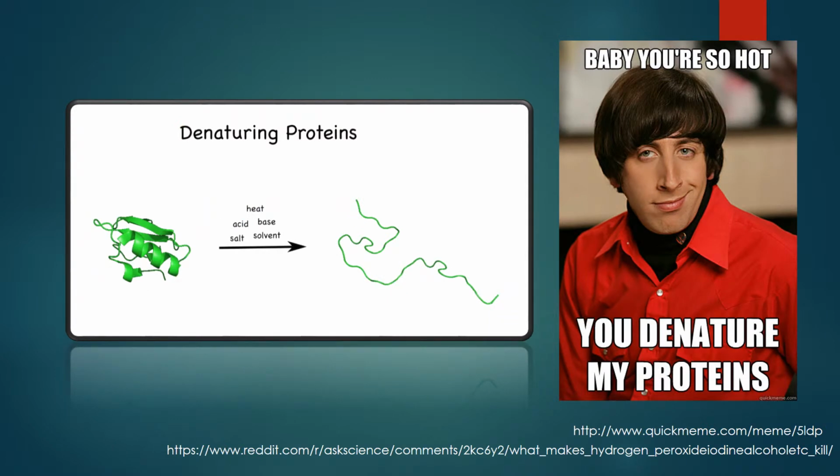If bonding in the secondary or tertiary structure of proteins is disrupted, it can lead to the denaturing of proteins. Proteins can become denatured through heat, acids or bases, and salts or solvents.